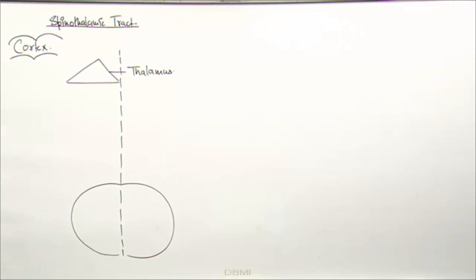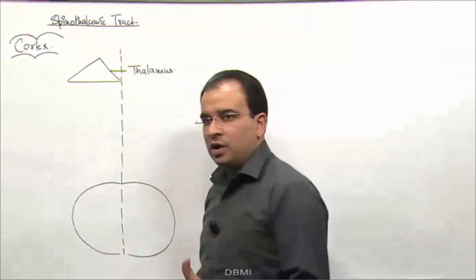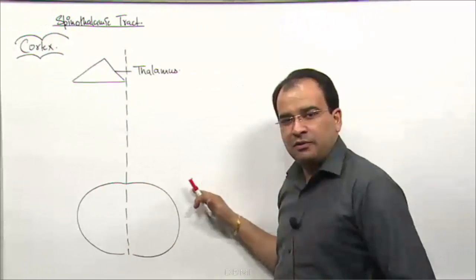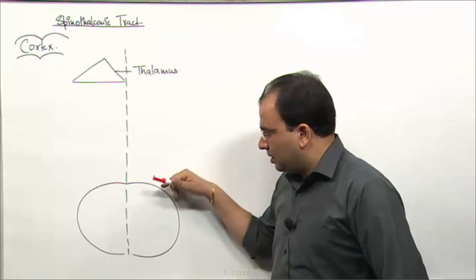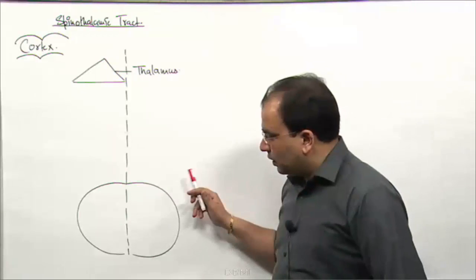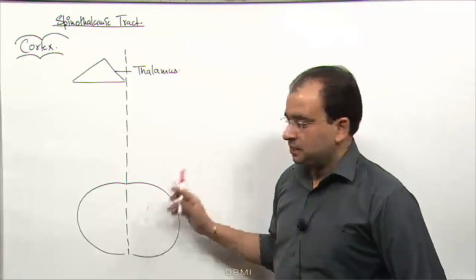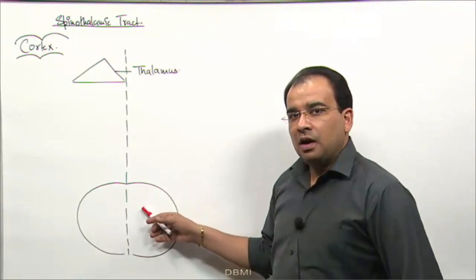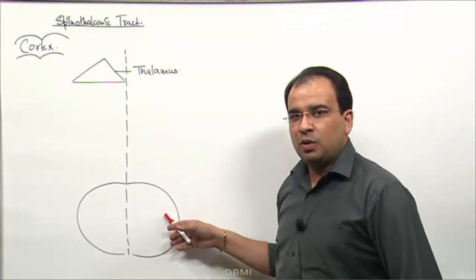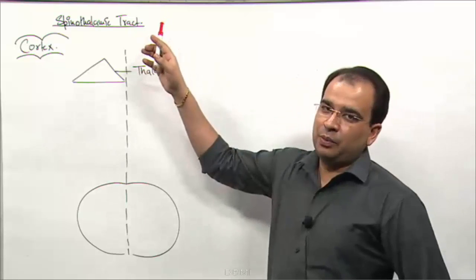Spinothalamic tract, guys. I told you for any tract, the first order neuron is by the dorsal root ganglia. So the dorsal root ganglia will come from somewhere from here, will enter inside the spinal cord, and will it go into the white matter? It will go directly into the grey matter first. It will go into the grey matter, relay in some nucleus. From that nucleus, that will come into the white matter, and then it will ascend upwards.